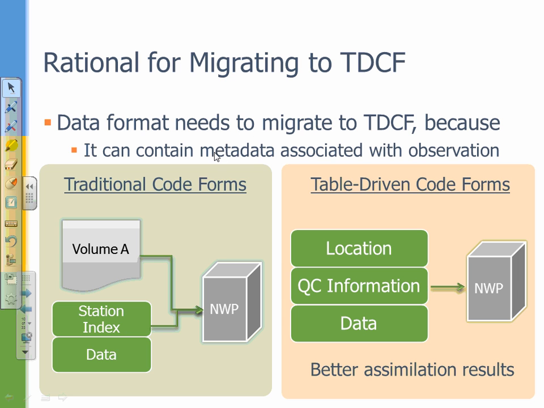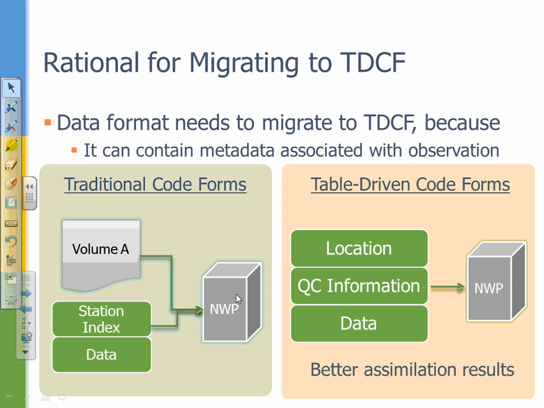As I said before, traditional code forms only include the station index in data, as you can imagine in SYNOP, for example. So if you use this data, you need to retrieve location information from Volume A, for example, and you combine this Volume A information and the station index, and then probably put it into NWP.